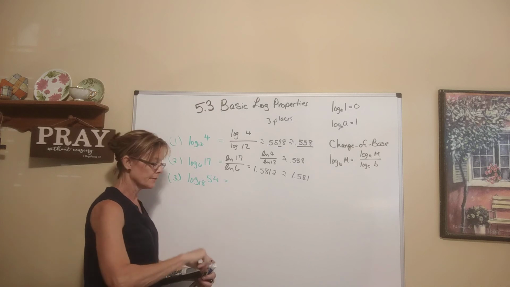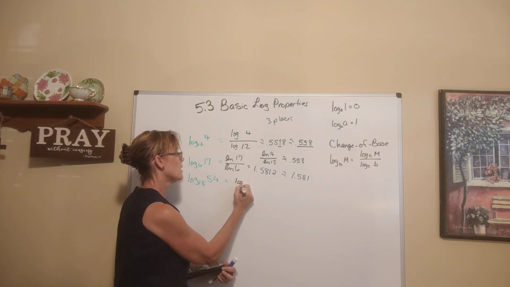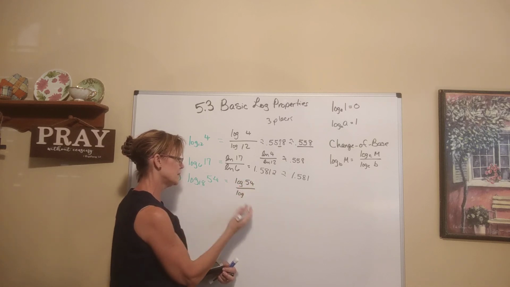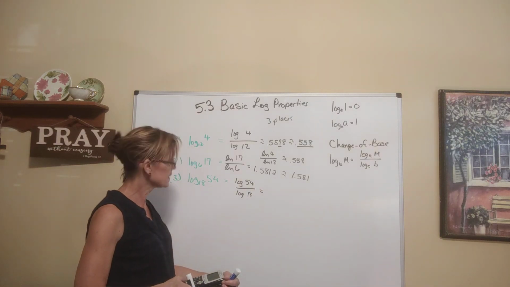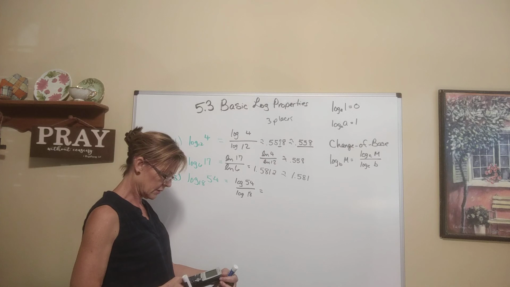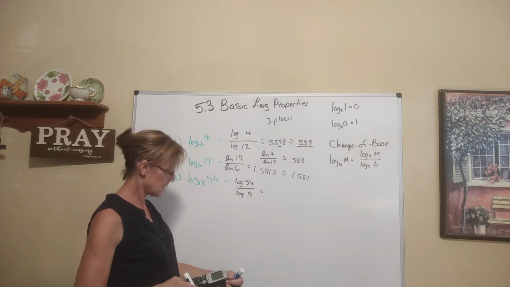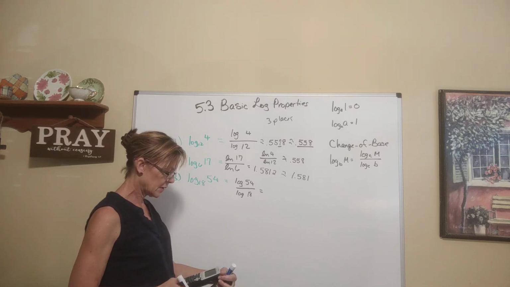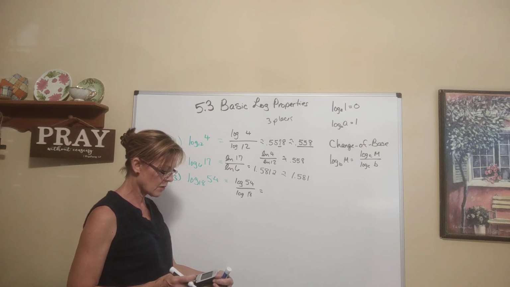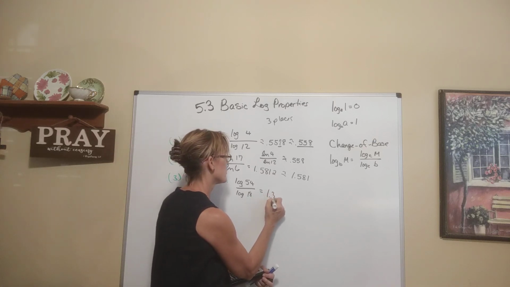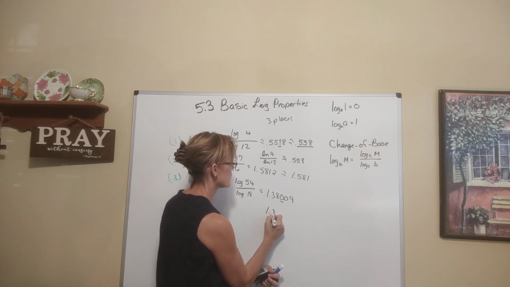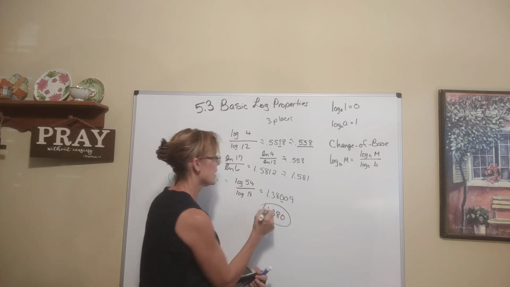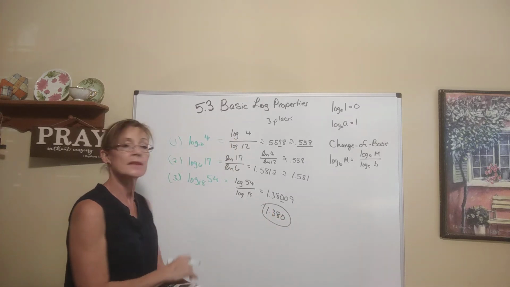Let's do log base 10 here. This is equal to log base 10 of 54 divided by log base 10 of 18. And that gives me 1.38009. If I'm rounding to the third place, I get 1.380 as my answer right there. All right, this is basic log properties.